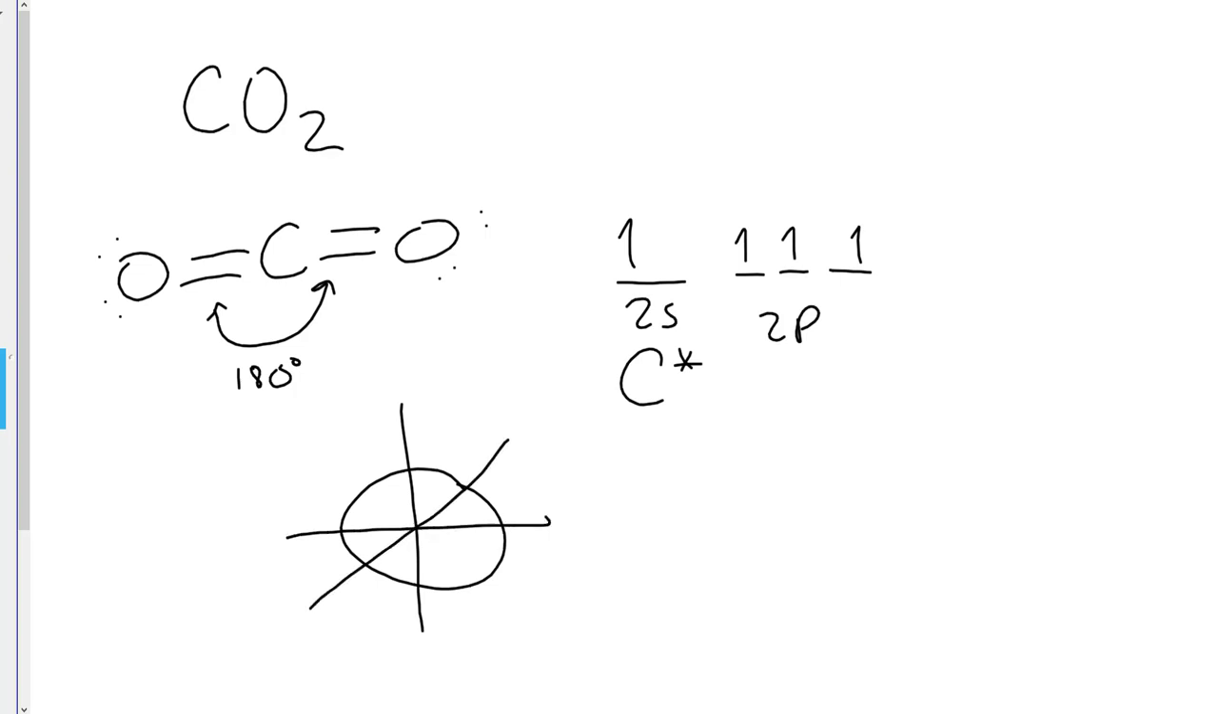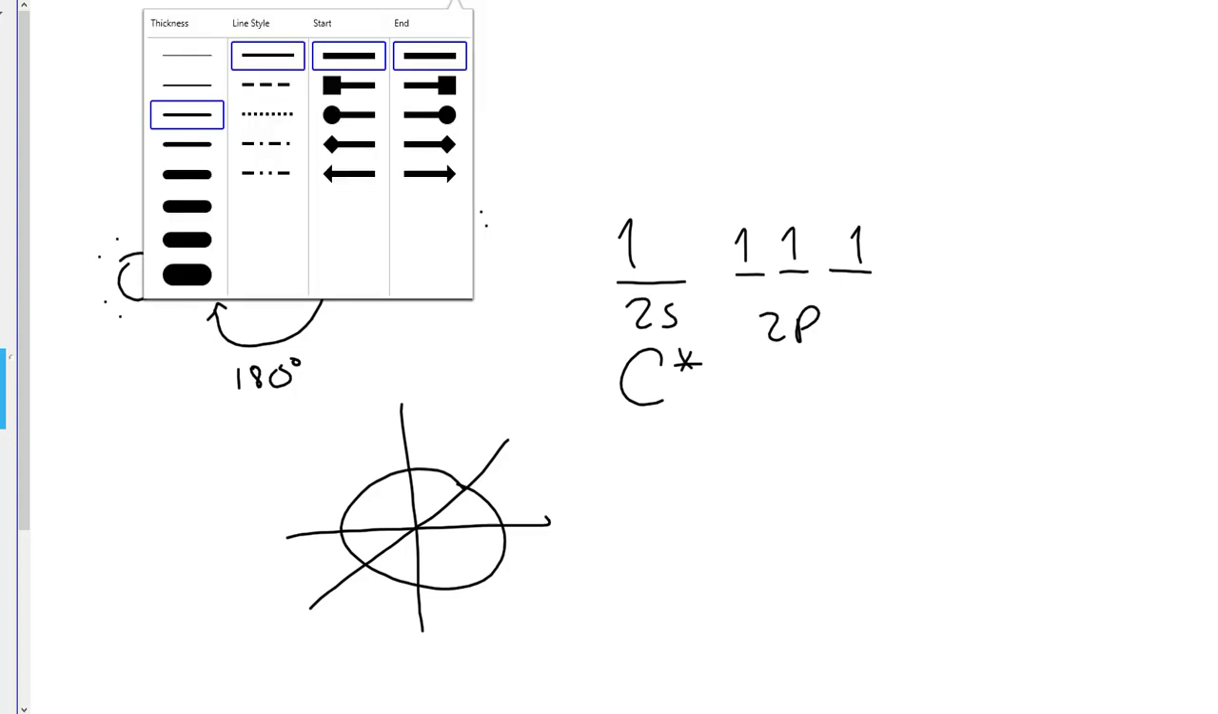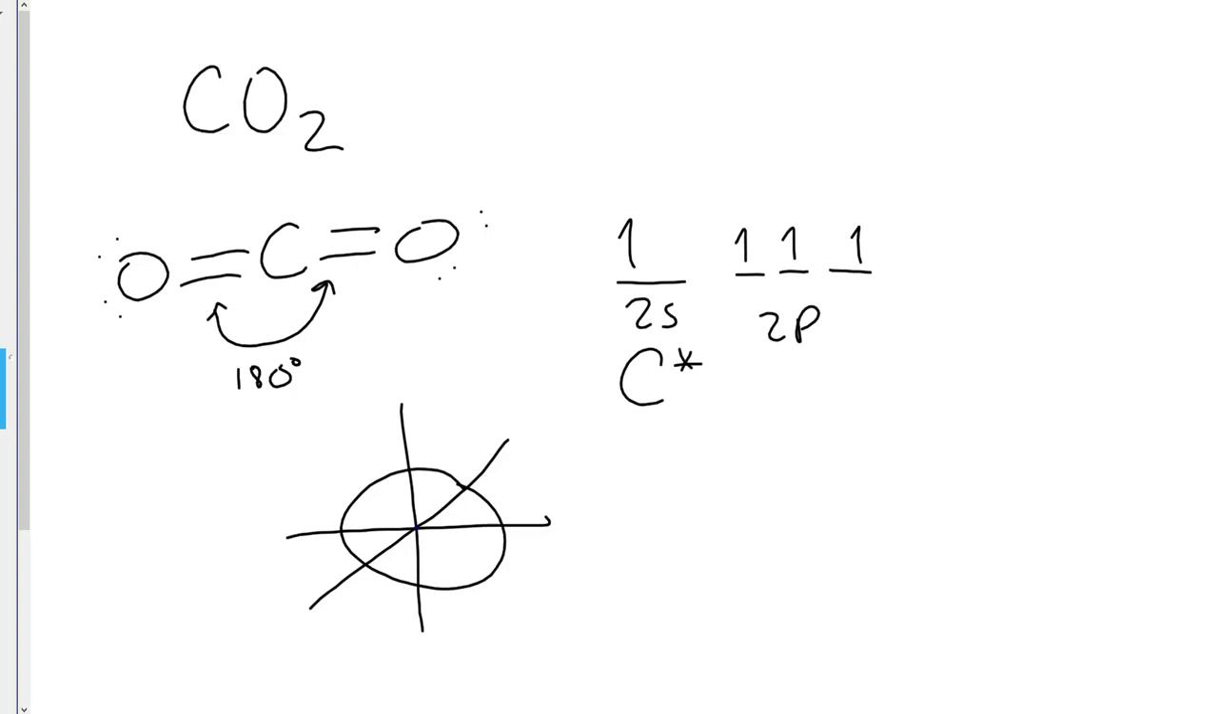Let me change colors here, kind of a purplish color. And then the p's are the dumbbells along each axis. Don't worry, I'm not going to make you draw it, since even I can't really draw it very well. What is the bond angle between all of these p's? 90 degrees. So how on earth can I come along with an oxygen over here and make 180-degree bonds? It doesn't make any sense.